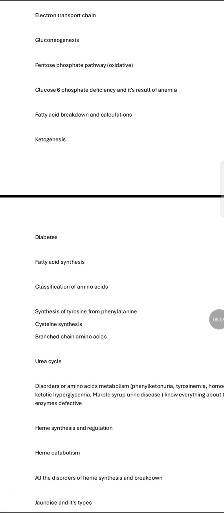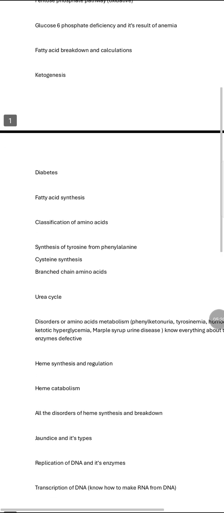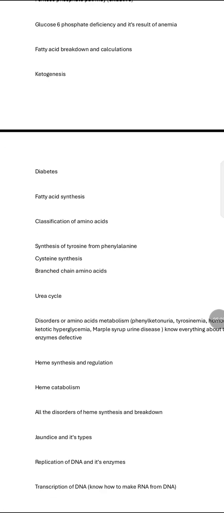Fatty acid breakdown and calculations. You're supposed to know about the beta oxidation of fatty acids, as well as how to calculate the total number of ATPs. Okay. Ketogenesis. So ketogenesis is the formation of ketones. There are three ketones that we talk about. There's beta hydroxybutyrate, there's acetone, as well as acetoacetate. These are produced in prolonged starvation state. You're supposed to know about the ketogenesis pathway as well, right?